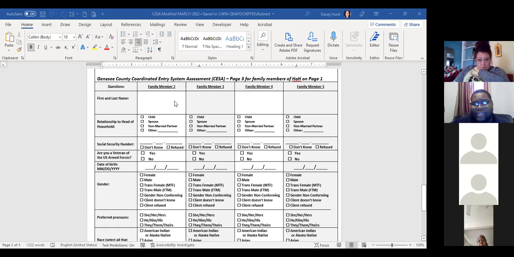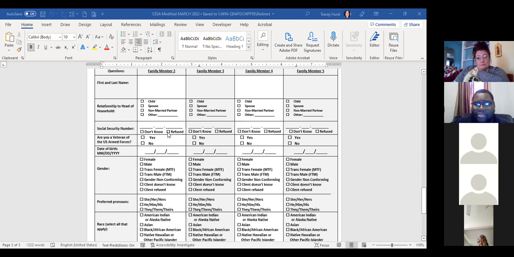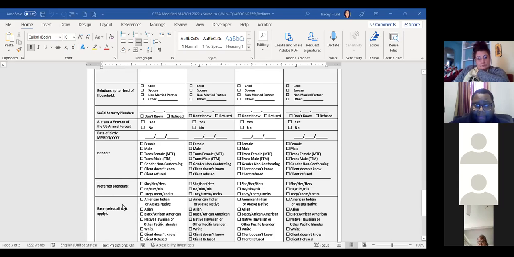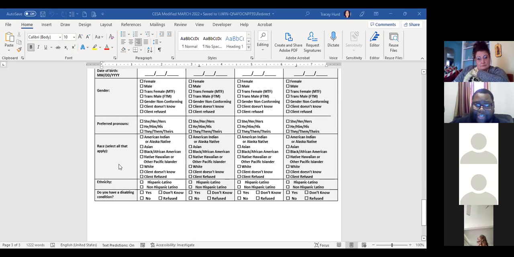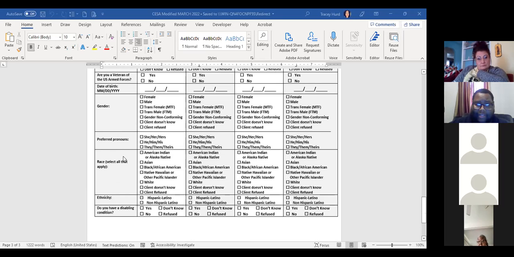All right, so this is if they are more than just, the first page can be a husband and wife, or a husband and a first child. I've seen some agencies fill out the front CESA form and just fill it out several times. No, there's another page for you to add the additional household members. Also, take the time to get those additional household members' conditions. Take the time to understand their preferred pronouns, understand their gender, understand their race.